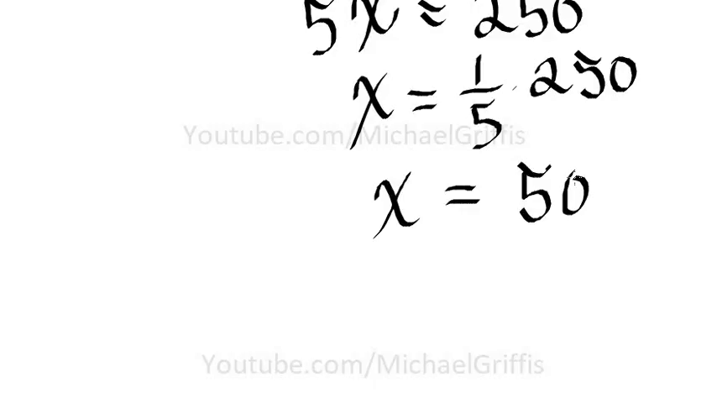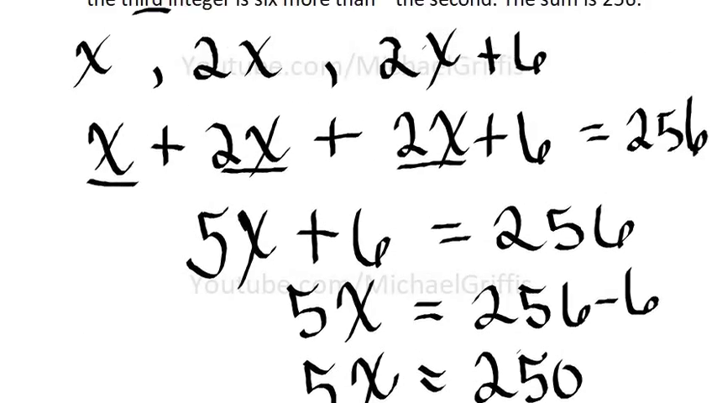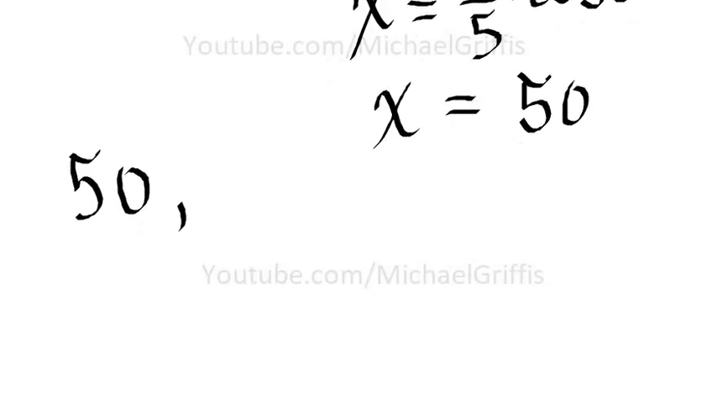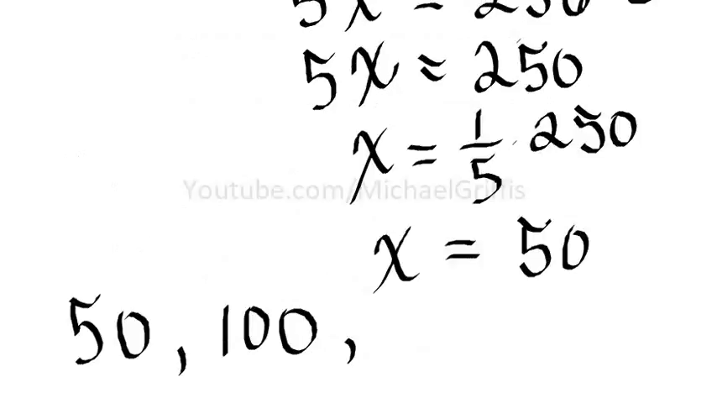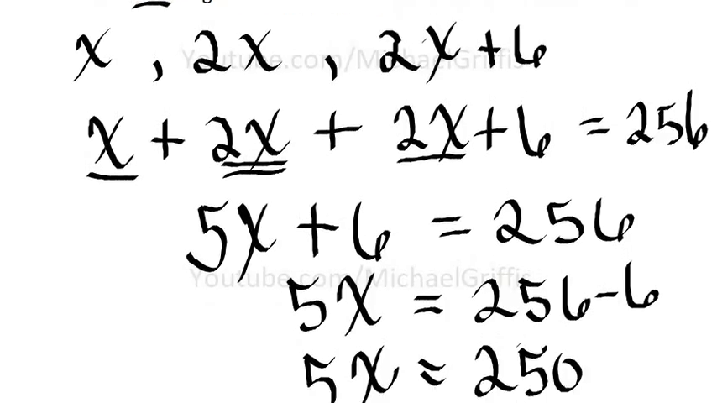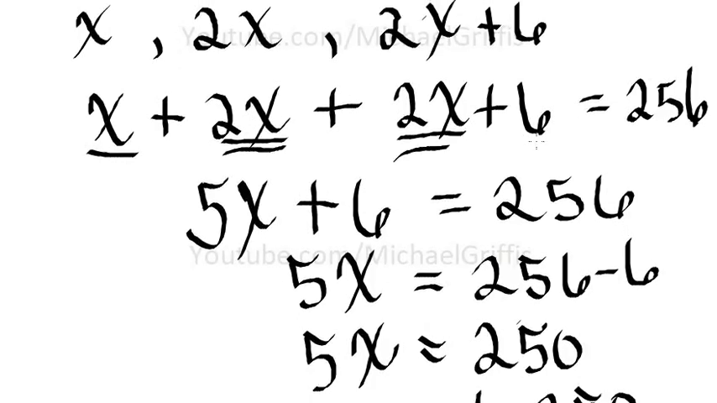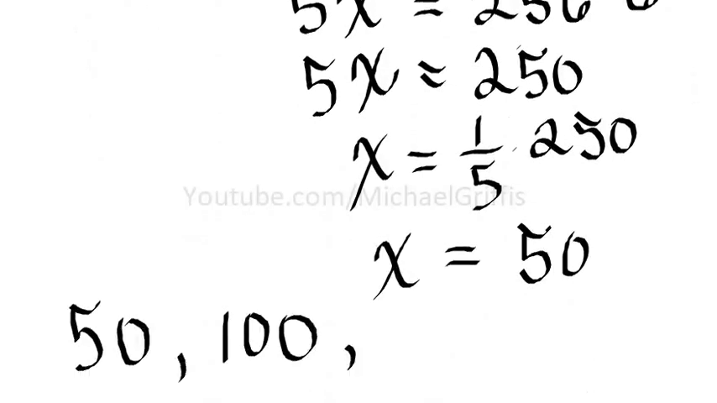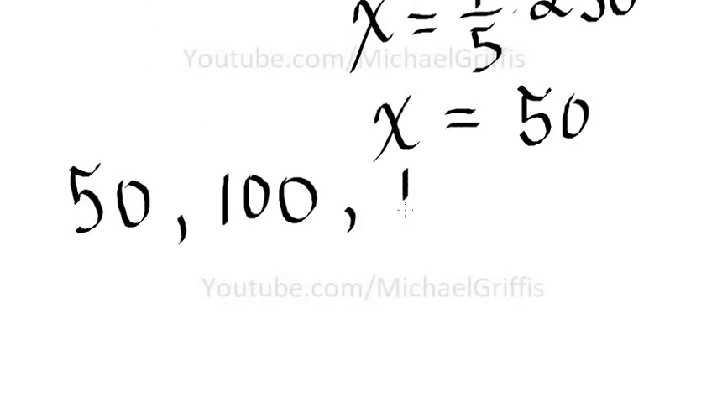So let's write them down here. The first integer is 50. Now remember, the second integer is twice the first. So that would make this integer 100. Okay, and the third integer is nothing more than the second plus 6. So this would be 106.